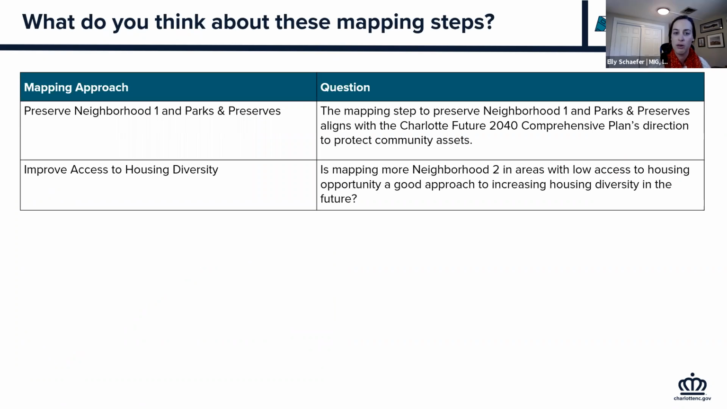So again, we want to ask you a question about this step of the mapping process. The question is, is mapping more neighborhood 2 in areas with low access to housing opportunity a good approach to increasing housing diversity in the future? So we've got another poll that just popped up. We're wondering if you agree or not that neighborhood 2 can help provide increased housing diversity.